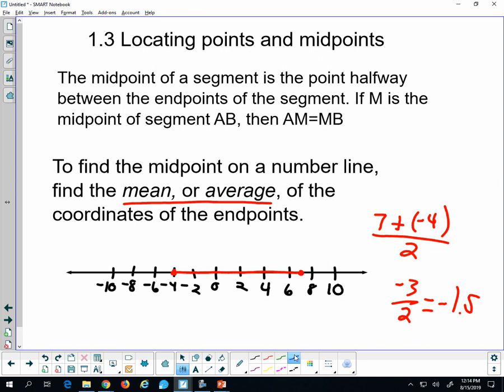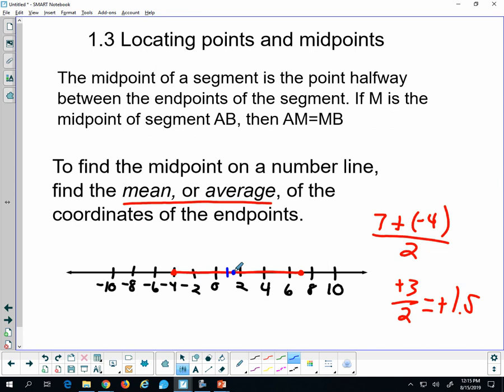That's not right. That should be a +3. I hope some of you were able to catch that. So that's going to give me a +1.5. So 1 is about right here, so 1.5 is roughly about right there. So that would be the midpoint between -4 and 7.